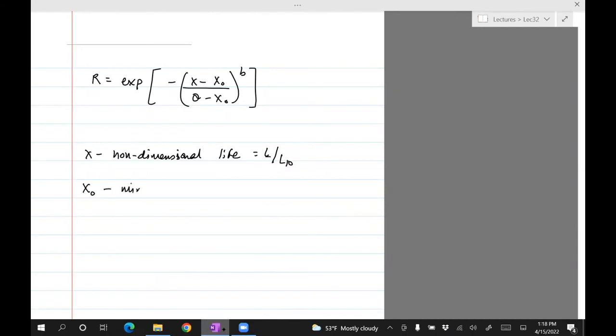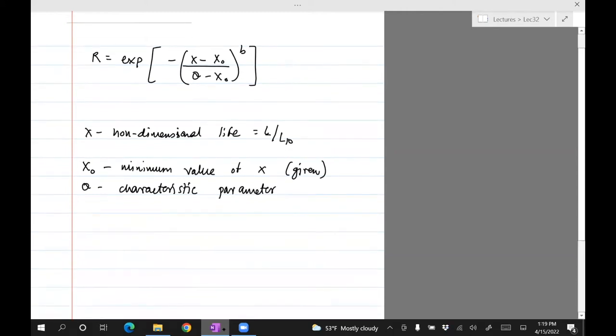X0 is the minimum value of x. So this will be given to you. The moment you have a Weibull distribution, you will be given x0. Theta is the characteristic parameter. It's also a constant, just like x0. It is the 63.21 percentile for roller bearing.